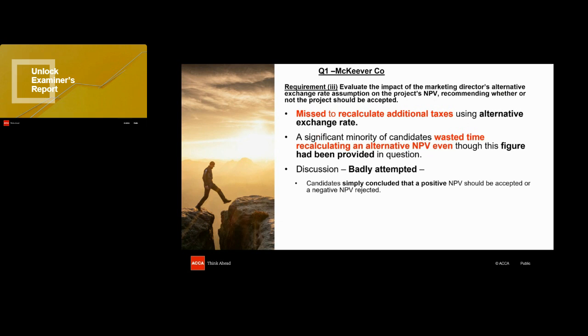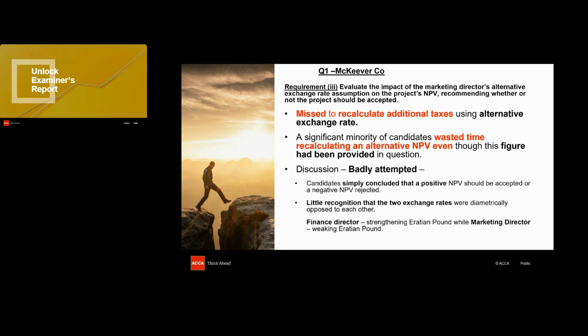Candidates simply concluded that the NPV is positive and should be accepted, or maybe negative and should be rejected. There was very little recognition of the two exchange rates that were specified by two directors. One was the finance director, the other the marketing director. Both of them were in opposite directions. The finance director said strengthening of the Iranian pound, whereas the marketing director said weakening of the Iranian pound. Simply identifying and mentioning this would have been easy marks. Many did not fetch those easy marks.